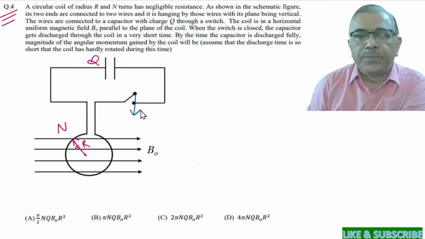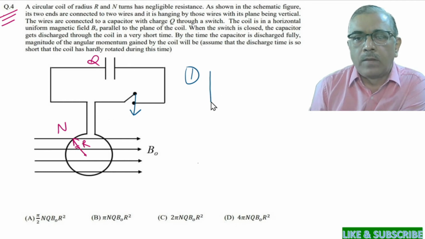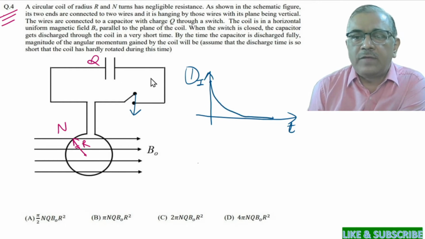When the key is closed, the first thing is that the capacitor starts discharging through the resistance offered by the coil. Electric current decreases exponentially as shown by this graph. The capacitor gets mostly discharged during the time interval 0 to capital T. This is 0 and this is somewhere capital T.